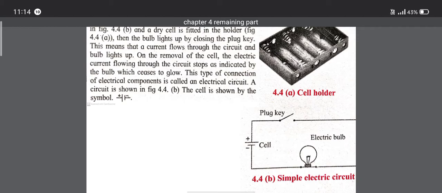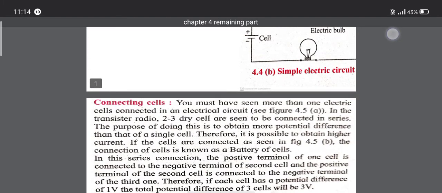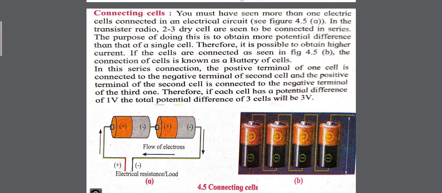A cell holder is a box type material in which the cells are placed. More than one cell can be placed at a time. So now move on to connecting cells.